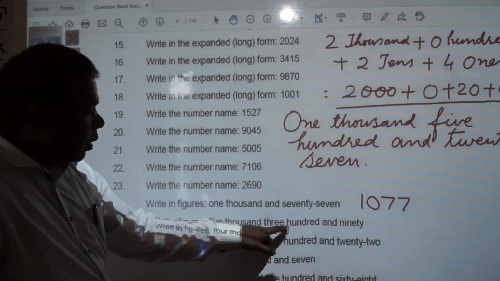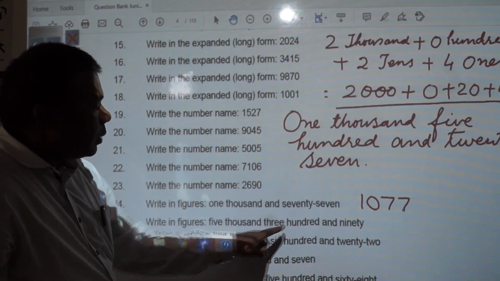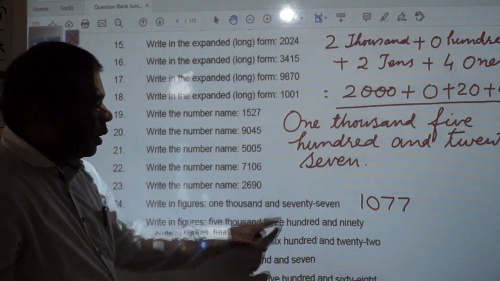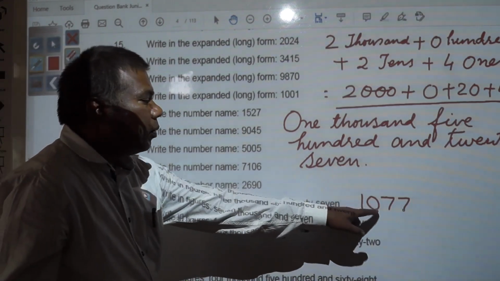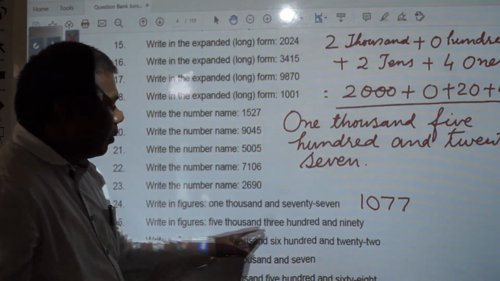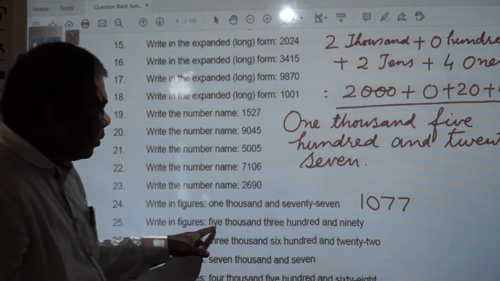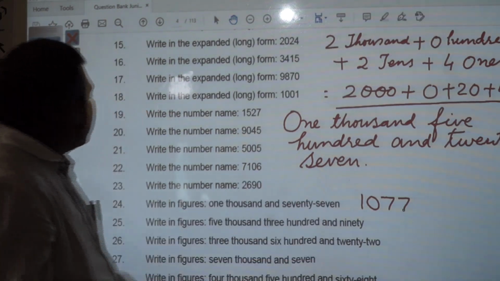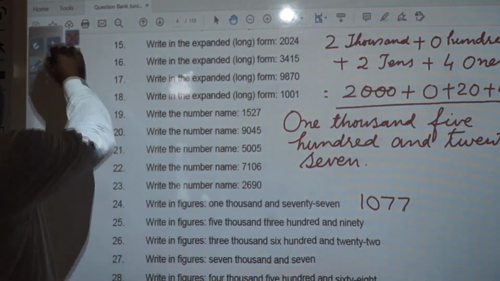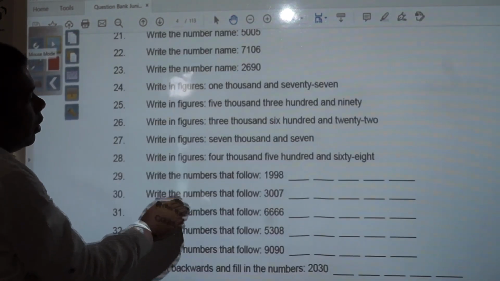5390. You have 300. So in the hundreds place you have 3 over here. Here we did not have, so we put 0. So all these numbers can be written, 5399. Similar questions are there. I think you will be able to solve.